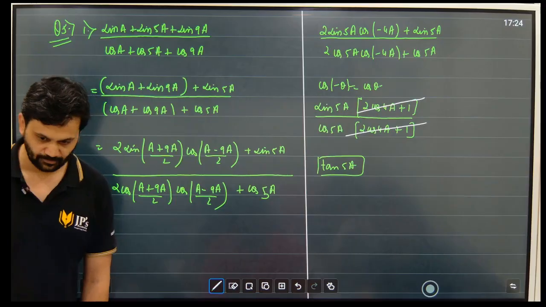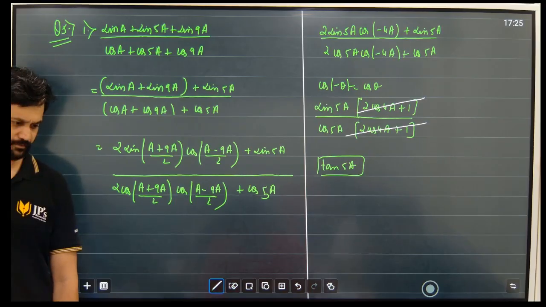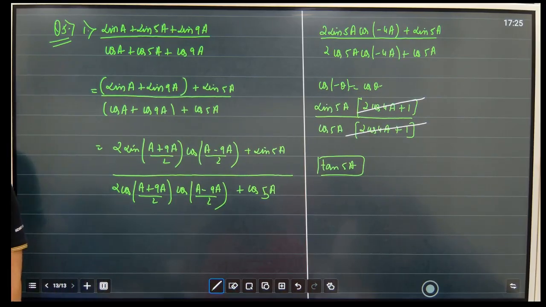Chalo. Next question. I want everyone to try question number 3, fifth ka third one. Same pattern. Come on.